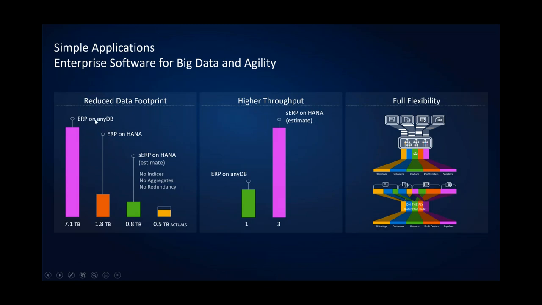Now look here. ERP on any database, which is the HANA database or the Oracle database, simple application, enterprise software, big data and agility, reduce data footprint. If you look at ERP on any database, like Oracle, if you require 7.1 terabytes, then ERP on HANA takes it from 7.1 terabytes to 1.8 terabytes. And if you go to SAP S/4HANA, then it becomes 0.8 terabytes. So your database footprint is reduced from 7.1 terabytes to 0.8 terabytes. That is the reduction of the database size you get.